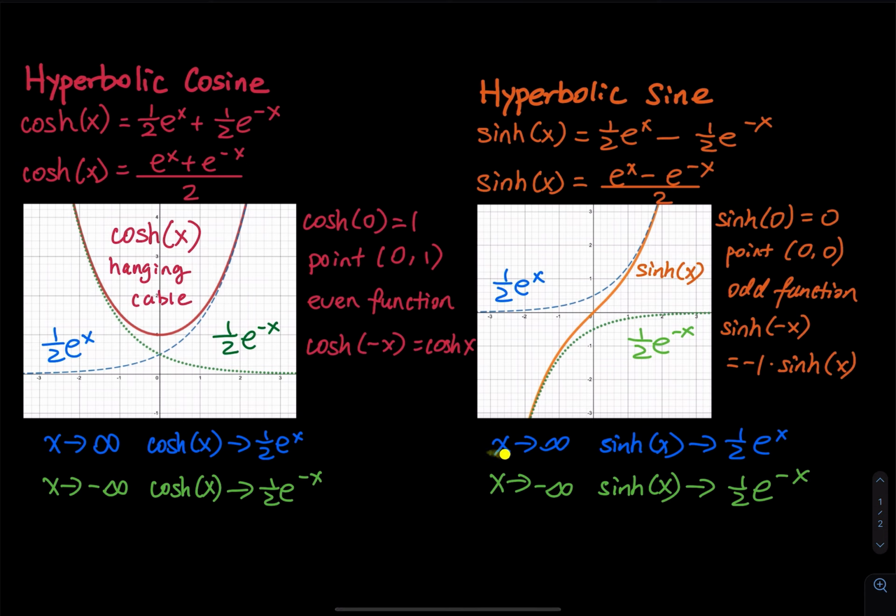As x approaches infinity, hyperbolic sine goes to the blue function, which is 1/2 e to the x. Take a look at that. As x approaches negative infinity, hyperbolic sine goes to the green curve, which is 1/2 times e to the negative x. If you subtract the blue and the green function, you get the graph of hyperbolic sine. Another way to describe an odd function is origin symmetry.